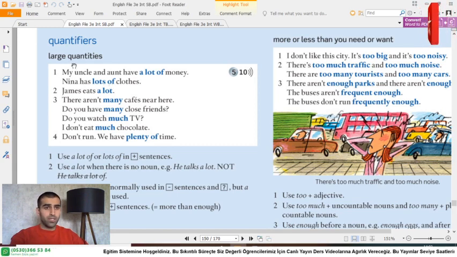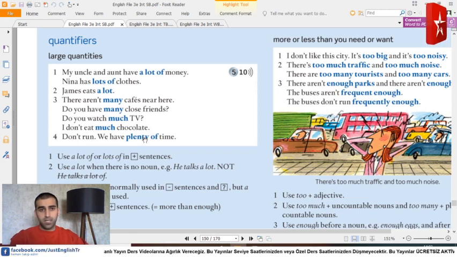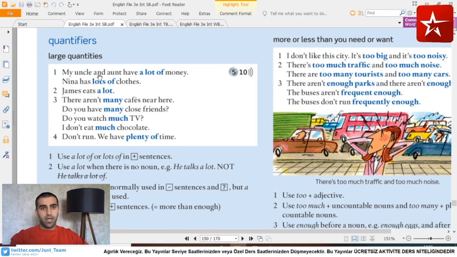We have four rules here: a lot of, lots of, a lot, many, much, and plenty of. You can ask me how we can use a lot of, or plenty of. Let's start with number one. My uncle and aunt have a lot of money. And the second sentence: Nina has lots of clothes. So you can see a lot of and lots of. You can ask me, teacher, what's the difference between a lot of and lots of?